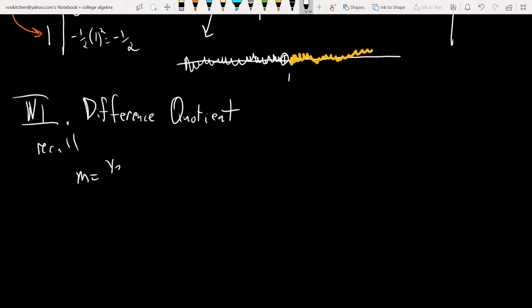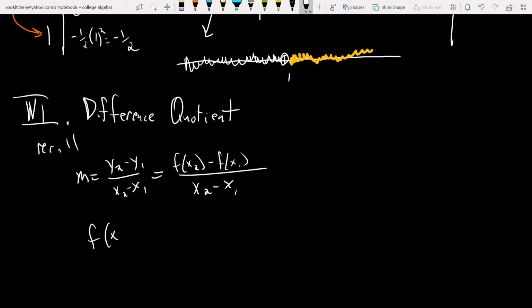So recall what that thing looked like. Slope was y2 minus y1 all over x2 minus x1. You could write it, if you have a function instead, as f of x2 minus f of x1 all over x2 minus x1. Okay. That's kind of what we're working with here. It's not going to look like that, though. What it looks like for us is this, and you'll learn more about it once you get into calculus. But it really is just a slope formula. Okay, so the h means a change in x.